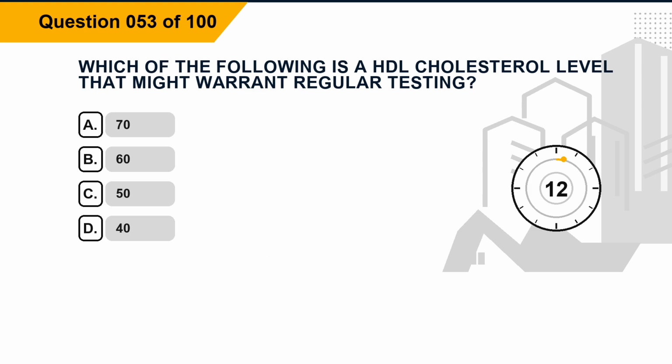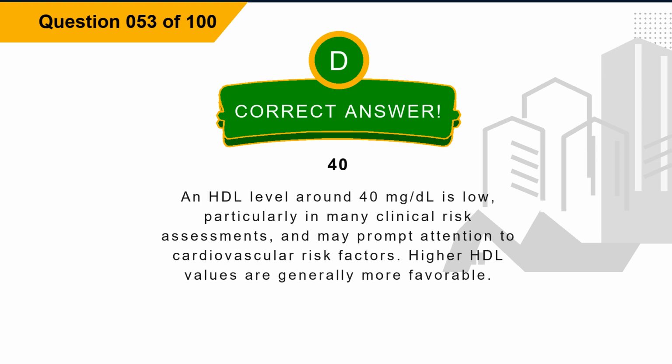Question 53. Which of the following is a HDL cholesterol level that might warrant regular testing? Option A, 70. Option B, 60. Option C, 50. Option D, 40. The correct answer is option D, 40. Explanation: an HDL level around 40 mg/dL is low, particularly in many clinical risk assessments, and may prompt attention to cardiovascular risk factors. Higher HDL values are generally more favorable.